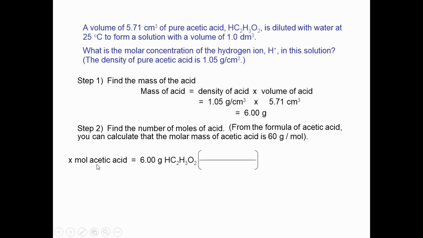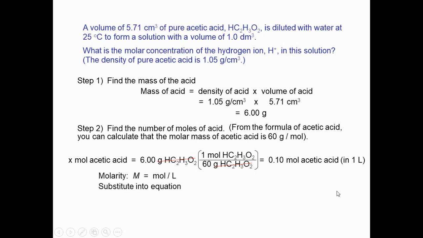So if I convert grams to moles for acetic acid, every 60 grams of acetic acid is 1 mole. Grams of acetic acid will cancel, leaving me with the number of moles of acetic acid. Now this is the number of moles in 1 liter. If you recall, molarity is moles divided by liters, so 0.1 divided by 1, this is a 0.1 molar acetic acid solution. I'm going to get another sheet of paper because I ran out of space here.